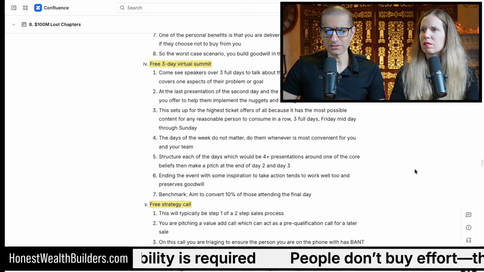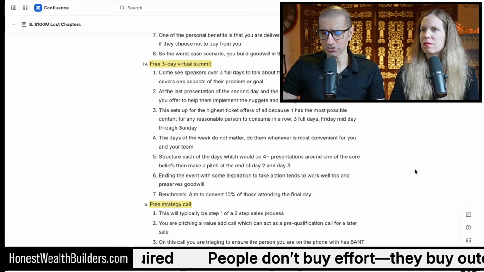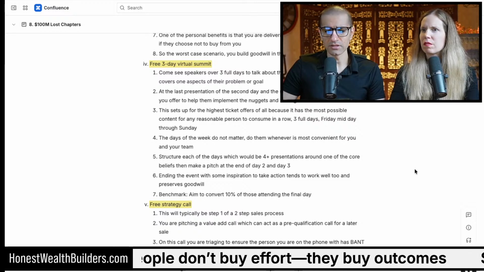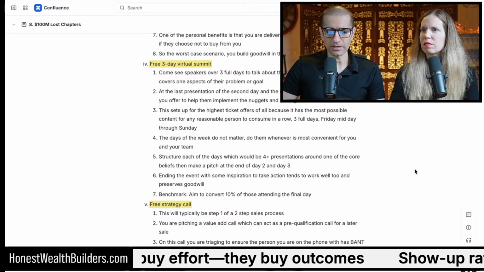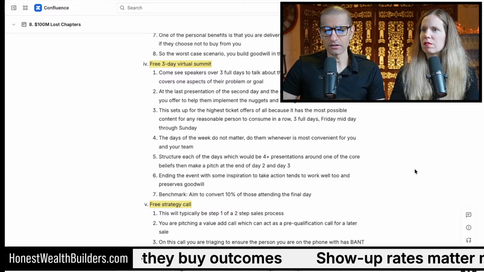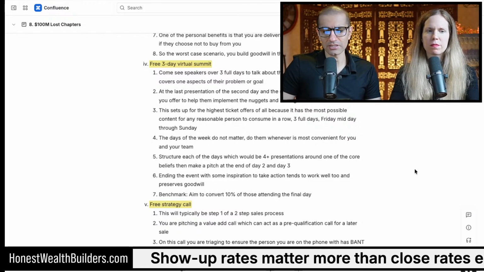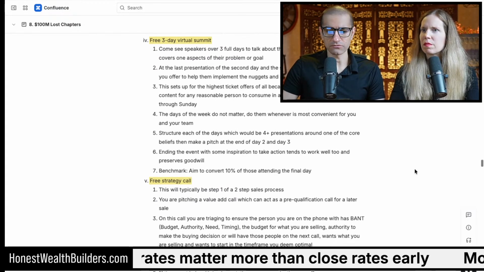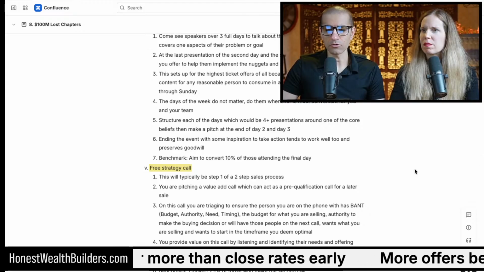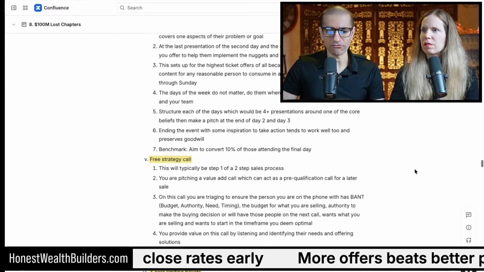Structure each of the days, which would be 4+ presentations, around one of the core beliefs, then make a pitch at the end of day 2 and day 3. Ending the event with some inspiration to take action tends to work well too and preserves goodwill. Benchmark: aim to convert 10% of those attending the final day.